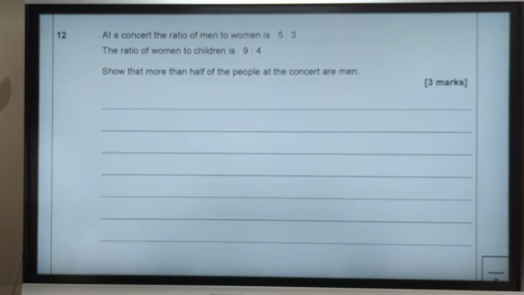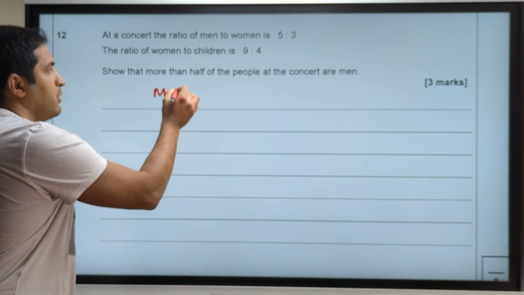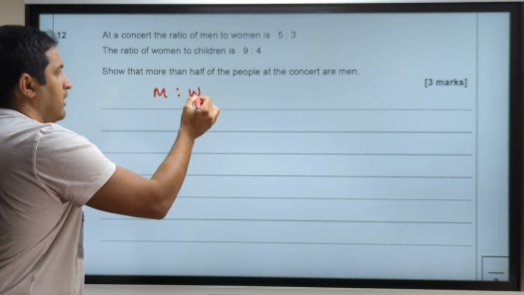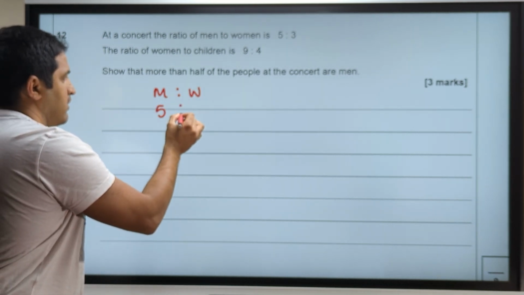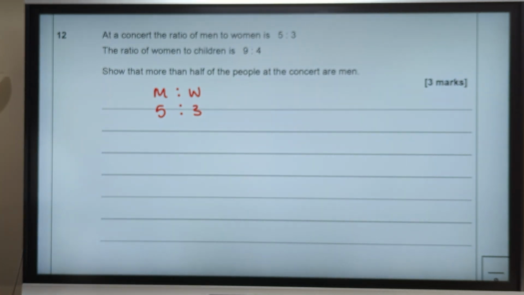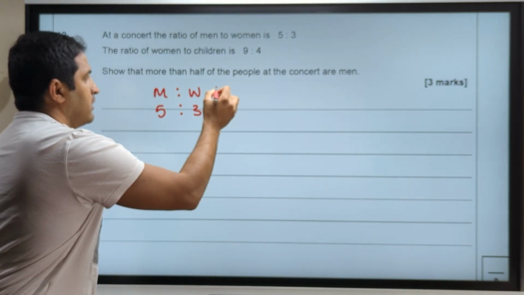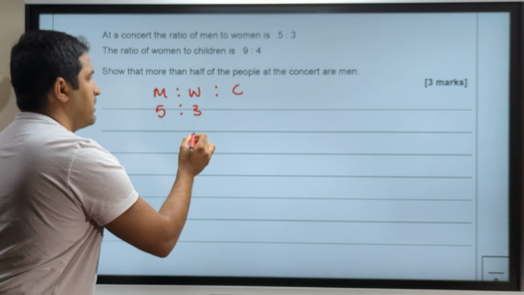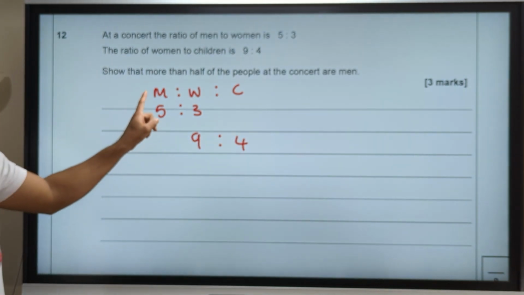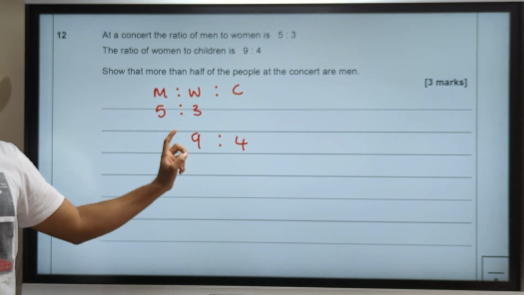In a concert, the ratio of men to women is 5 to 3. So I'm going to write that down. Whenever I'm doing ratio questions, I always write it down. The ratio of women to children is 9 to 4. So I can still see three things compared. But obviously every single one of those numbers is different.